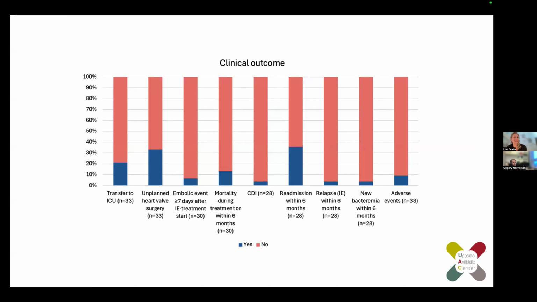And just some words about the clinical outcome for this patient group. The study was not at all designed to evaluate any correlations between target attainment or concentrations and the clinical outcome, but it's still interesting to see for the patient group, I think. So just to highlight some things: unplanned heart valve surgery happened for around 30% of the patients. Around 12% died during the treatment period, and adverse events were seen in around 9% of the cases. So it's clearly a severe condition.